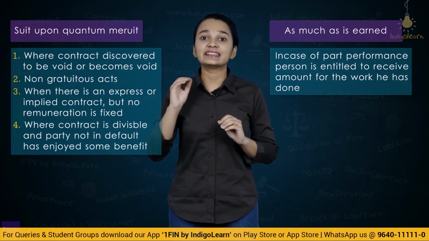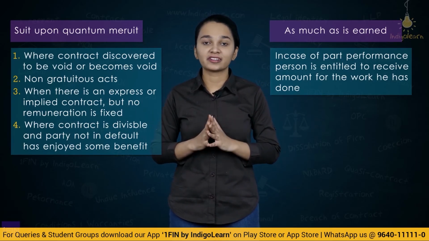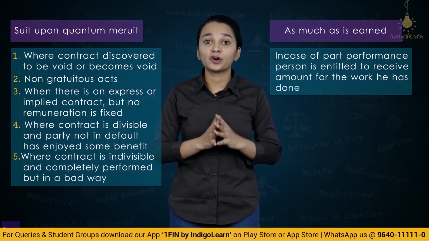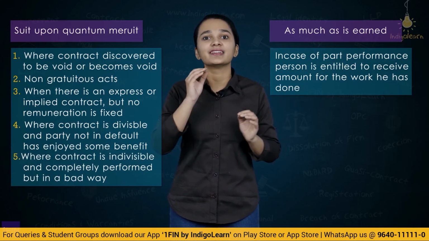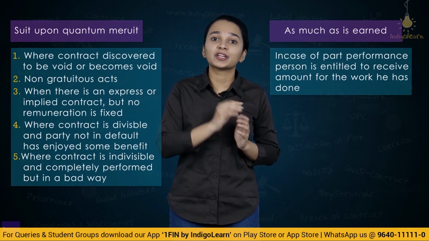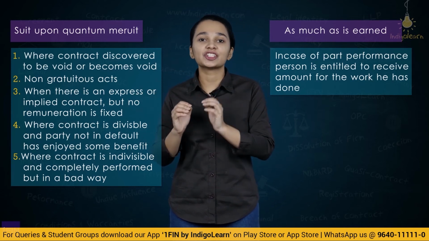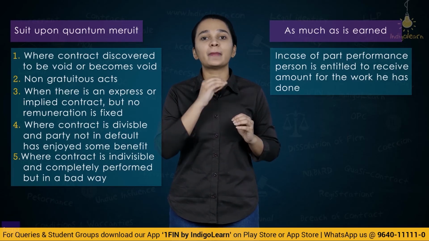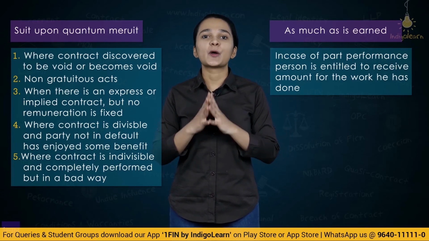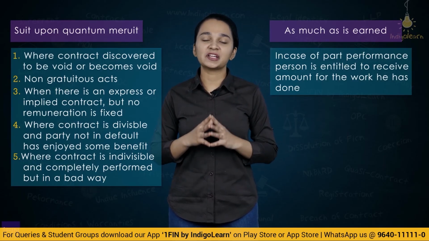And finally, in case of indivisibility of contract, when the contract is indivisible but it has been completely performed but in a bad way, then in that situation, the lump sum amount as consideration has to be paid to the person after reduction of any amount for the bad job which has been done. So these are all the situations wherein suit upon quantum merit may be filed. The next remedy is suit for specific performance.